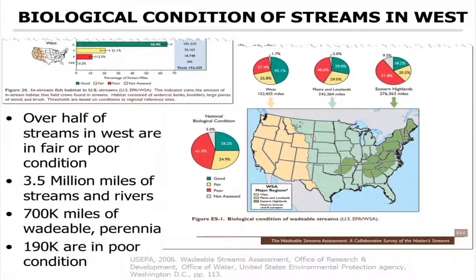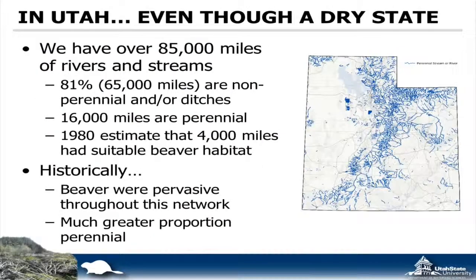And the West, even though it's not as bad as some other parts of the country, does have some fairly degraded habitats. Utah, even though it's a dry state, actually has 85,000 miles of streams and rivers, but I will admit that 81% of those are dry. They're perennial or ephemeral, but 16,000 of those are perennial, and of these, there've been estimates that maybe 4,000 of those, a quarter, could support beaver.